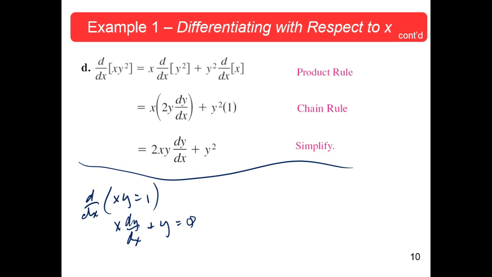Yes, move the y over, minus y. Good deal. So this will be x dy/dx is equal to minus y. Divide by x. Excellent. Now that doesn't look at all like what we had last time, does it? Because we still have a y in there.